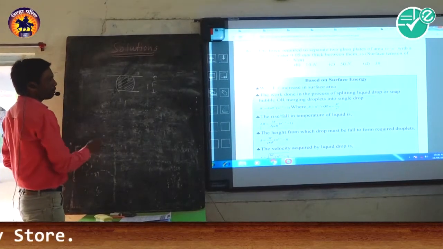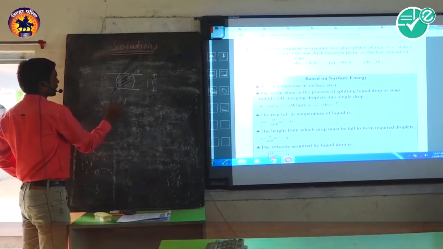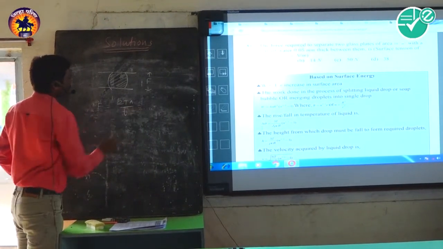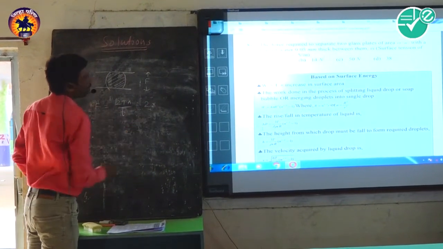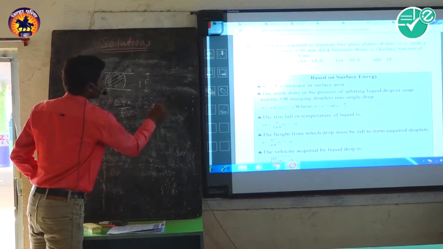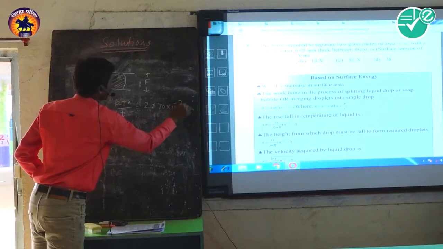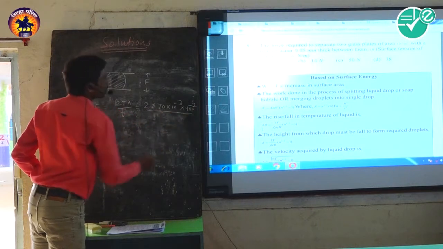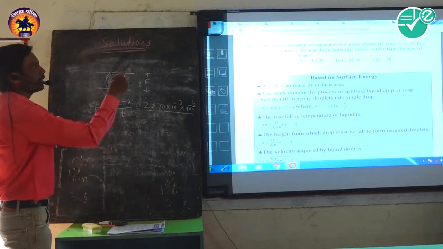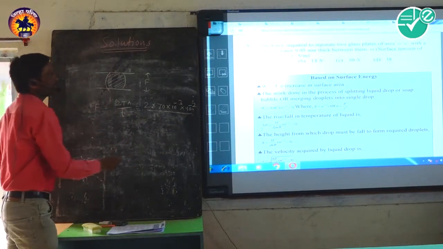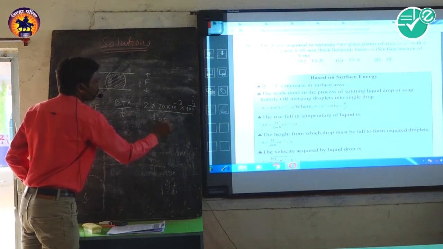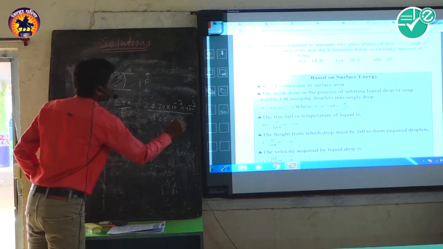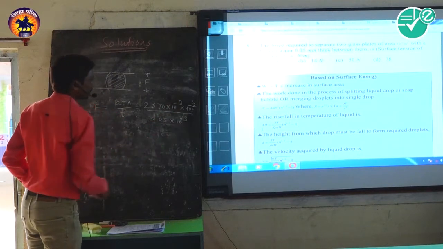And we know the force required to separate these two plates is given by the expression 2Ta divided by t. That is equal to 2, the surface tension given here 70 into 10 raised to minus 3, into the area of the plate 10 raised to minus 2, divided by the thickness of the film, 0.05 millimeter. So it is converted into meter, and we get 10 raised to minus 3. 10 raised to minus 3 gets cancelled.